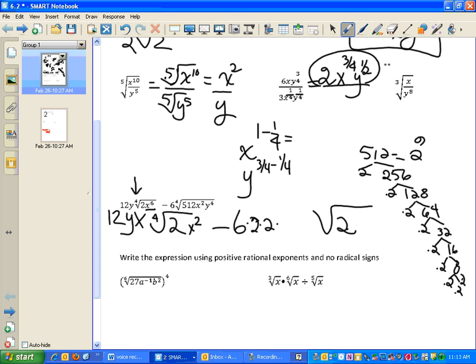Well, let's look. We have to break it up and do it in steps. Now we look at our x's. How many x's are there? I need how many to pull out? So I can't pull anything out. How many y's can I pull out? Because I have a whole group. So what I have here is 12xy and the fourth root of 2x squared minus 24y and the fourth root of 2x squared. Are these like terms? Yes.